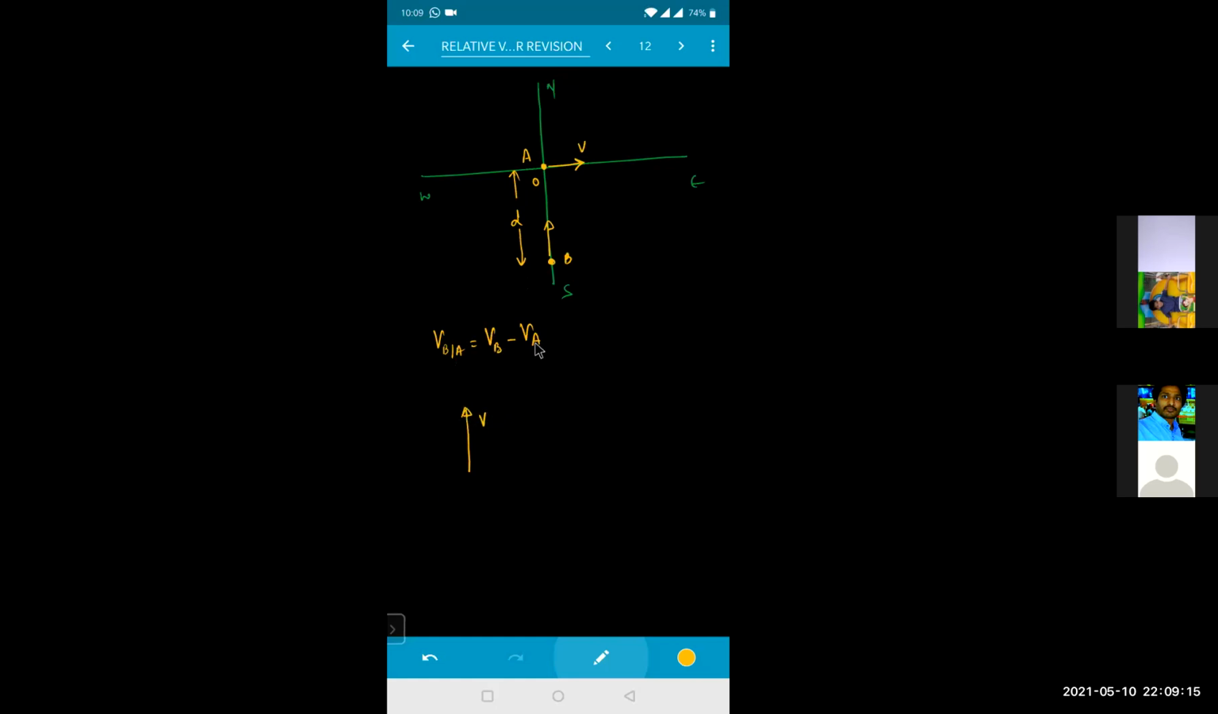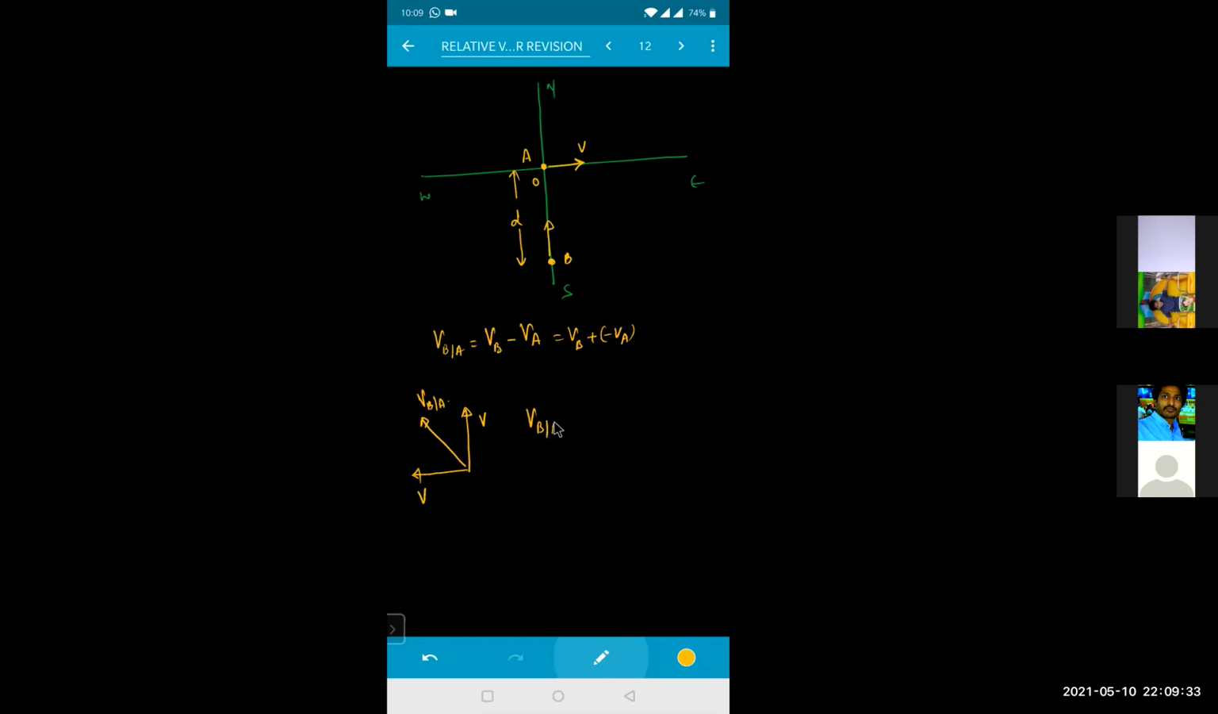But reverse the direction of A, because it is the velocity of B plus the negative vector of V. That means if I'm taking the relative, you add this tail to this one. So this will be your V. The resultant will be going in this direction. So this will be the velocity of B with respect to A.